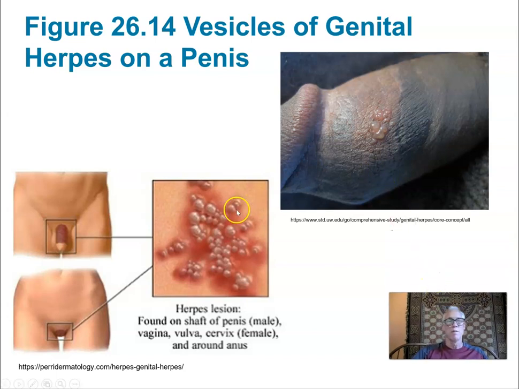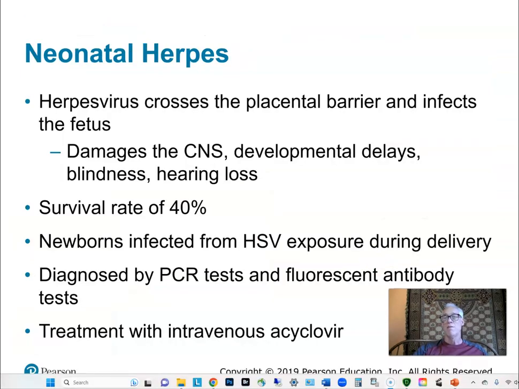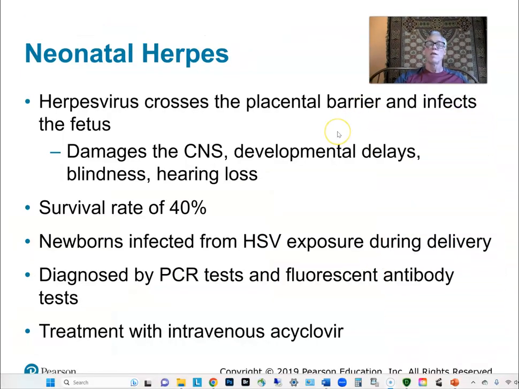Here you can see some of that, just a cartoon drawing of the little blister lesions of genital herpes in their general location. There's an actual photograph of some of the lesions on the penis. Neonatal herpes. Herpes also crosses the placental barrier and causes CNS damage, developmental delays, blindness, hearing loss, very, very severe.